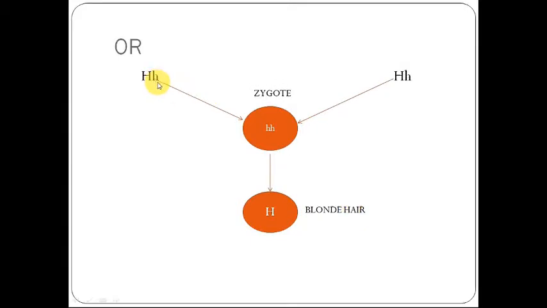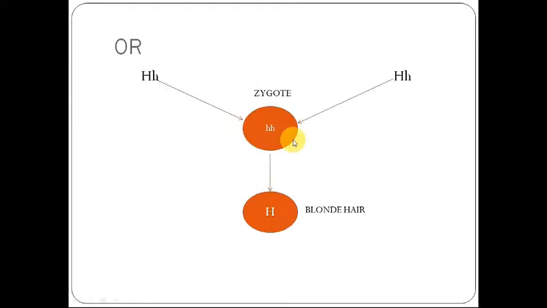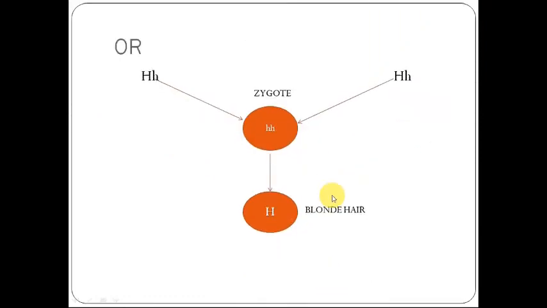Other case, if both of them give small h, it'll give a small h, sorry, this is a mistake, but it'll give a small h here and it'll form blonde hair. From this we get the rule of 3:1, that if both of them have the same genotype, there is a 3% chance that you will have black hair and 1% chance you might have blonde hair.